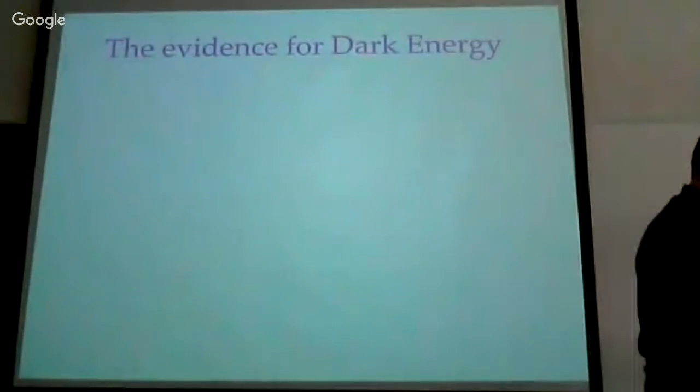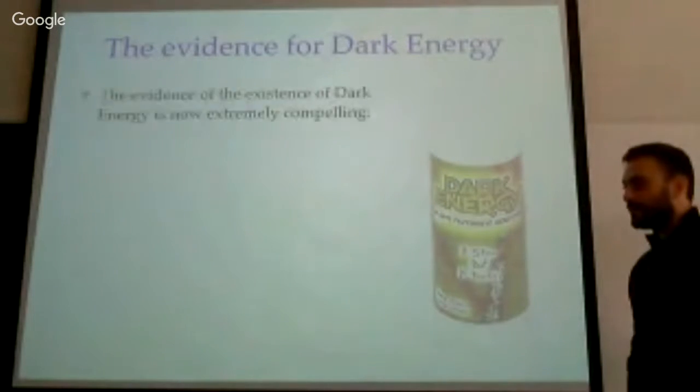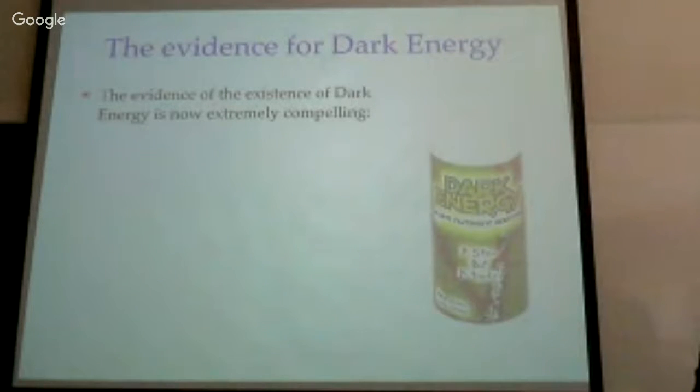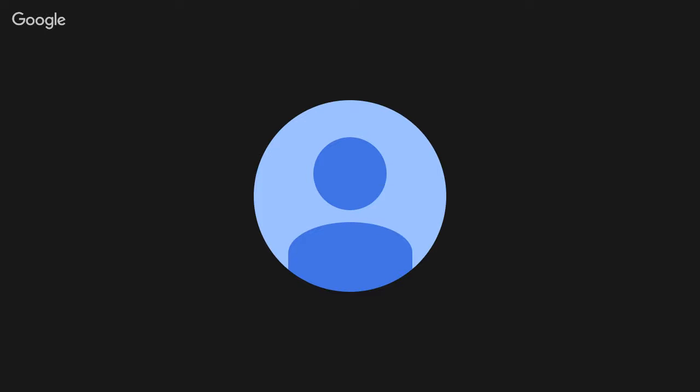So, the evidence for dark energy is nowadays strong, as you can see in the picture. The evidence comes from different kinds of sources. Essentially there are only three ways in which you can interpret dark energy.